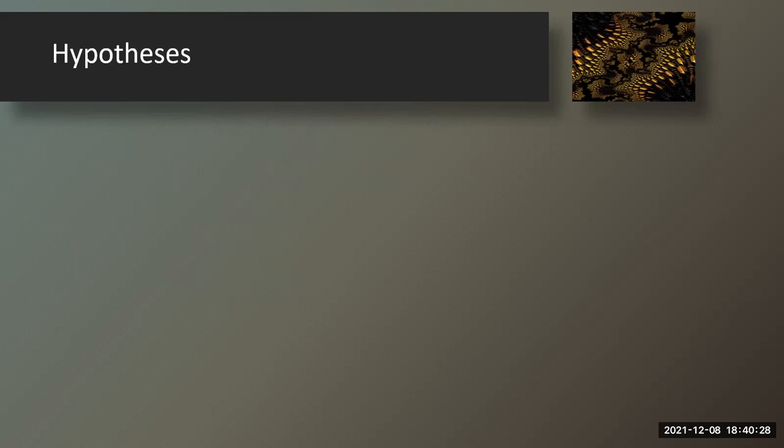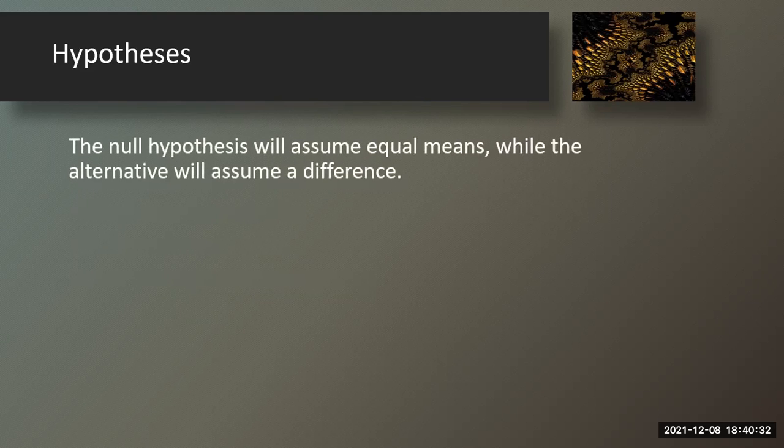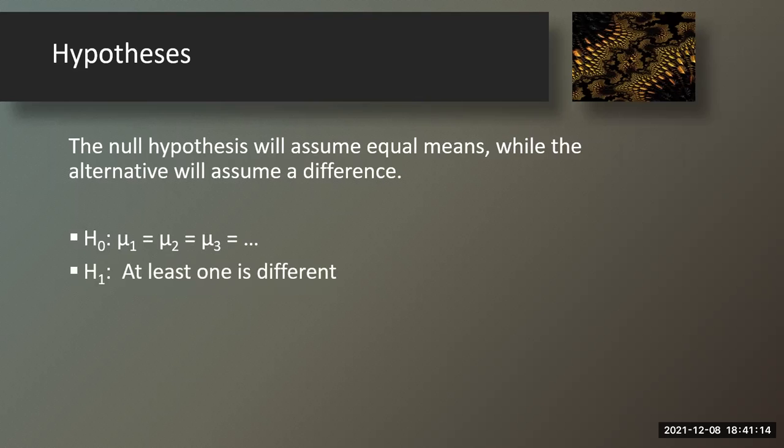Now let's talk for a moment about the hypotheses. The null hypothesis is going to assume equal means, while the alternative hypothesis will assume a difference. So how does this look when we try to notate? The null hypothesis will look like mu one equals mu two equals mu three equals however many means we might have. I'll remind you, because we are looking at populations, we use the appropriate notation, mu. The alternative hypothesis is that at least one is different.